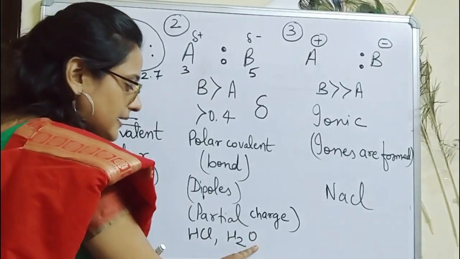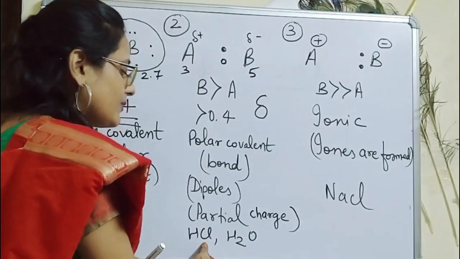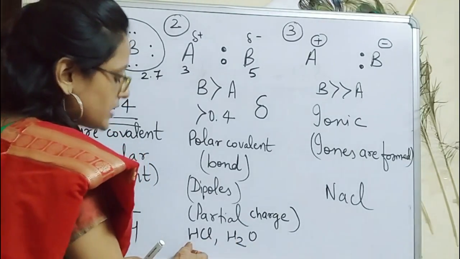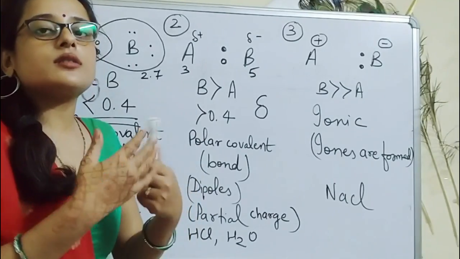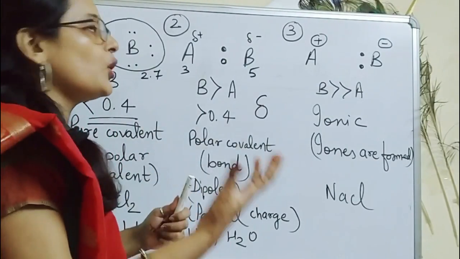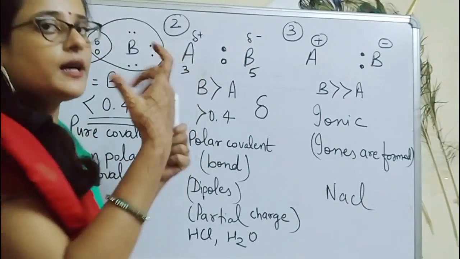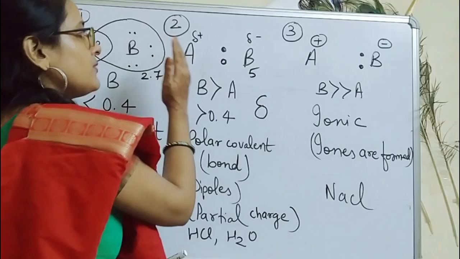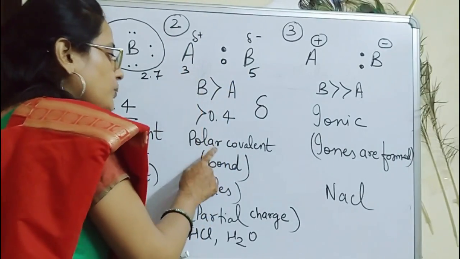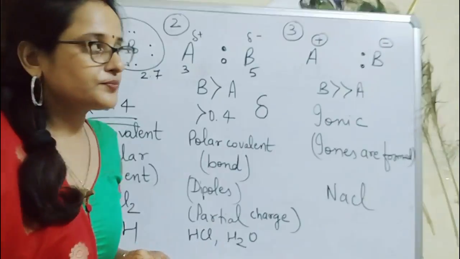So O will develop slight negative charge, H will develop slight positive charge. Similarly, Cl will develop delta negative and H will develop delta positive. Over here, dipoles are also formed. Dipole means a molecule where two poles are developed. That will be a dipole. So this is a dipole, as this is a positive end and this is a negative end. So polar covalent bond also leads to the development of dipoles.